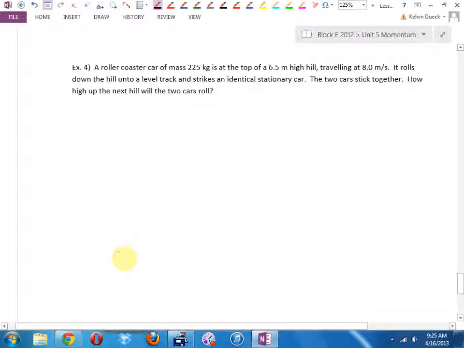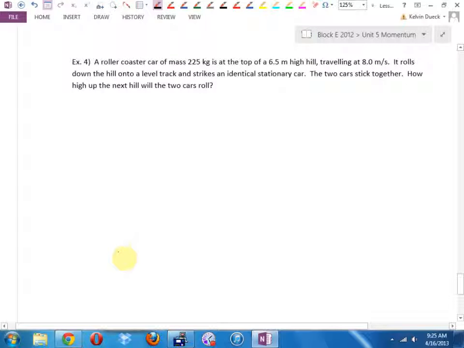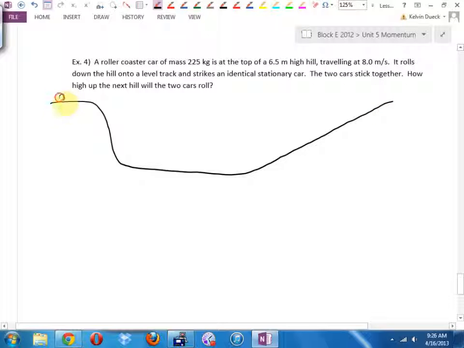Example 4. A roller coaster car of mass 225 kilograms is at the top of a 6.5 meter high hill, traveling at 8 meters per second. It rolls down the hill onto a level track and strikes an identical stationary car. The two cars stick together. How high up the next hill will the two cars roll? This is the same as the question we just did, except I've added an extra hill here.